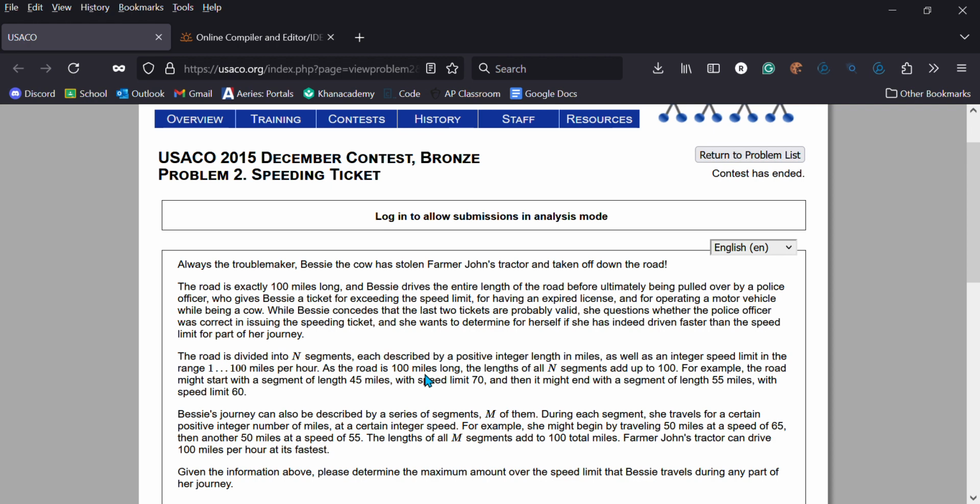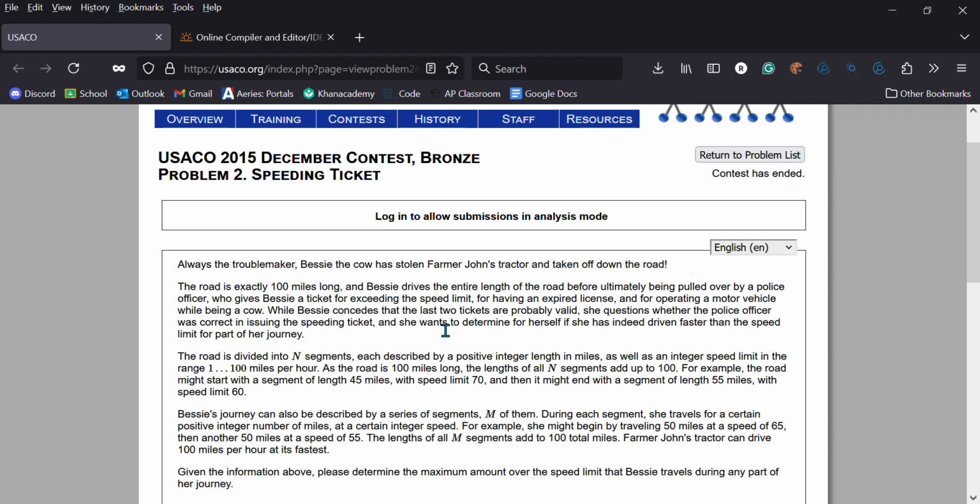While Bessie concedes the last two tickets were probably valid, she questions whether the police officer was correct in issuing the speeding ticket, and she wants to determine for herself if she has indeed driven faster than the speed limit for her part of the journey. The road is divided into n segments, each described by a positive integer length in miles, as well as an integer speed limit in the range 1 to 100 miles per hour. As the road is 100 miles long, the length of all n segments add up to 100.